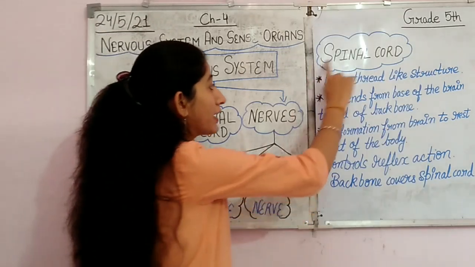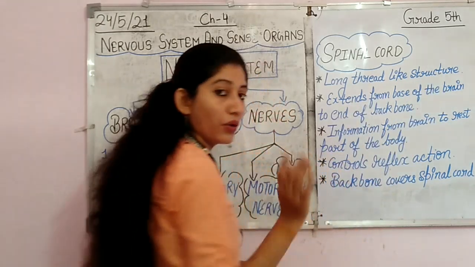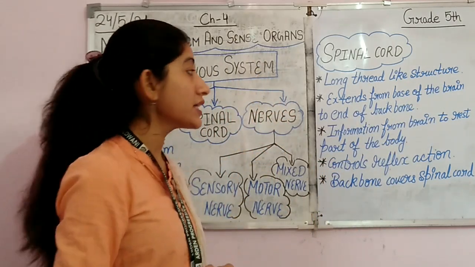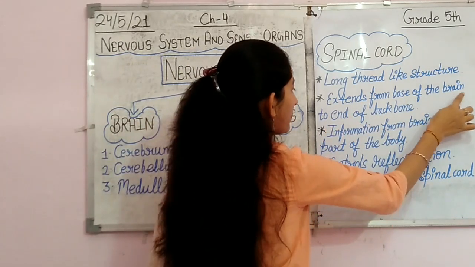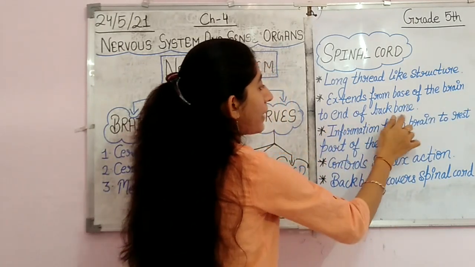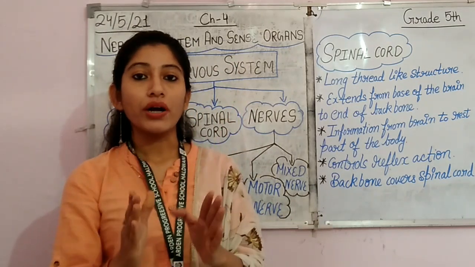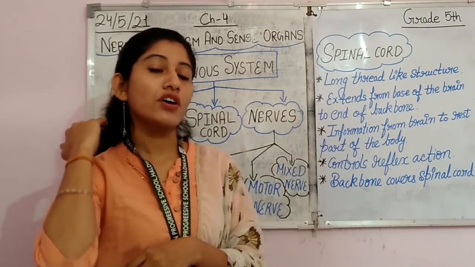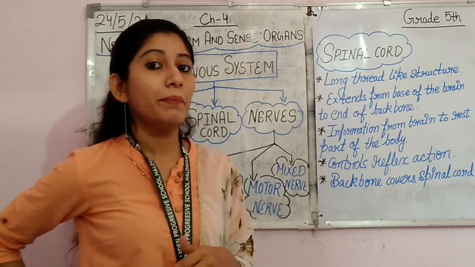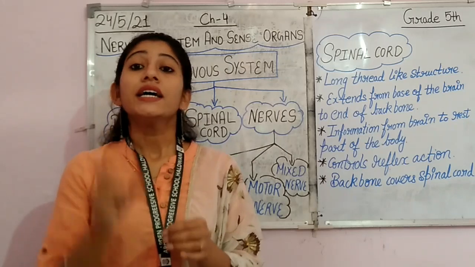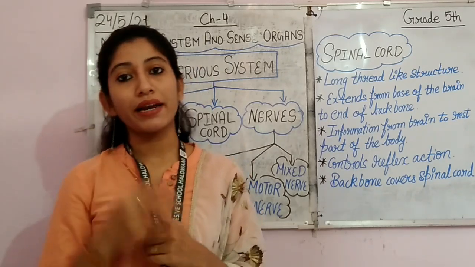See what I have written here: the spinal cord is a long thread-like structure. This thing is clear to us. Then it extends from the base of the brain to the end of the backbone. So we come to know that the spinal cord starts from the base of the brain and extends to the end of the backbone, which means the complete backbone covers the complete spinal cord.